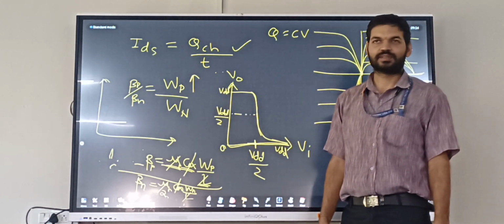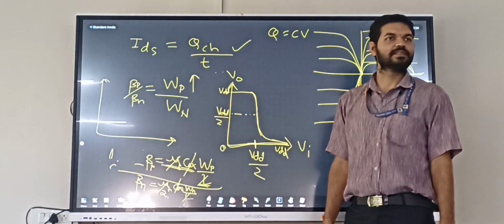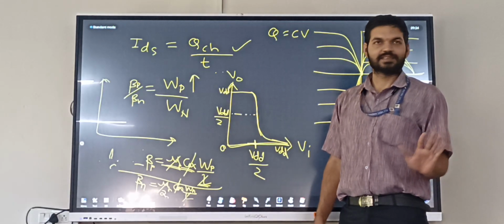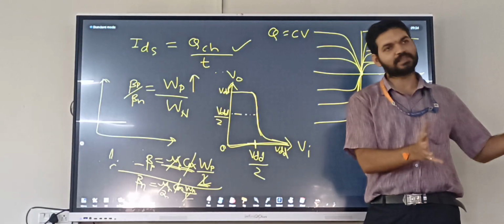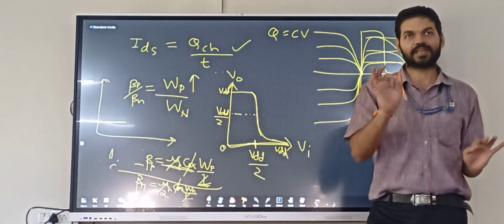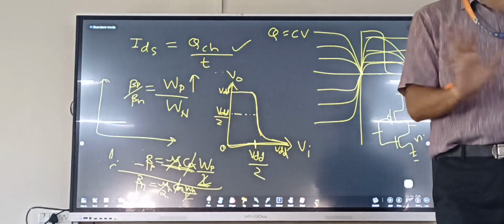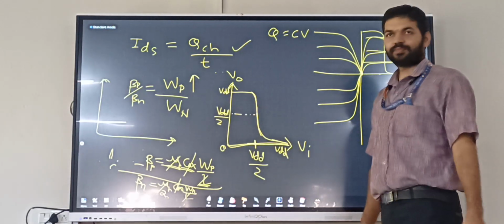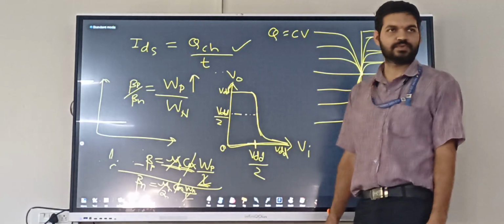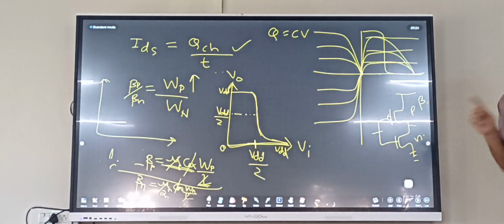Understanding? If you increase the width of PMOS, PMOS becomes strong; if you increase the width of NMOS, NMOS becomes strong. Strong means in terms of current. Right? So what does PMOS do? What does PMOS do? Pull up. This is called a pull up device, right?